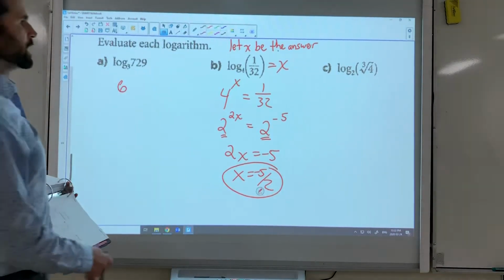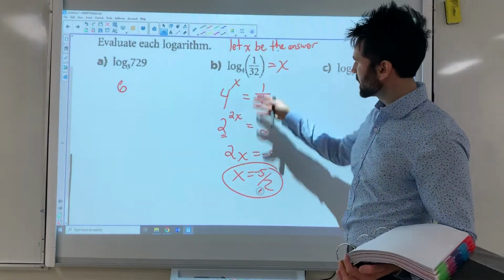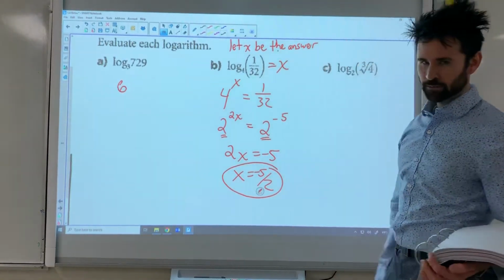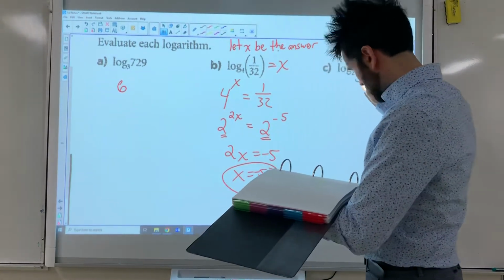If you don't do this whole let x be the answer thing, then you would just do your work off to the side and write equals negative 5 over 2. It's up to you how you want to do it on the exam. On this one, you're going to get 2/3.